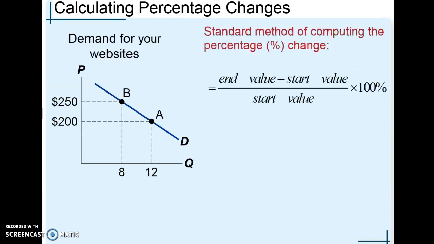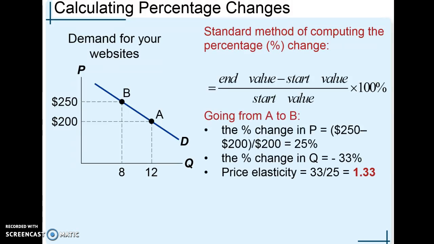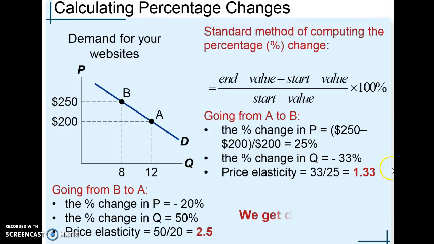With the standard method of computing percentage changes, you could go from A to B, or you could go from B to A. Depending on where you start, if we start at A and we calculate the difference between A and B, and then divide it by where you started, which was A, your price elasticity would be 1.33. However, if we start at B and compare B to A, we're going to get a different elasticity. We'll get an elasticity of 2.5. So we're going to simplify this process.